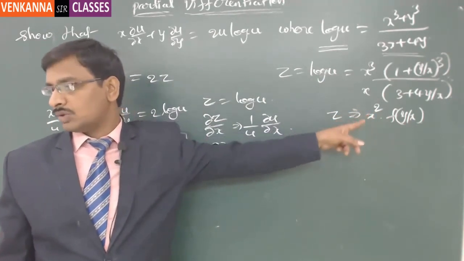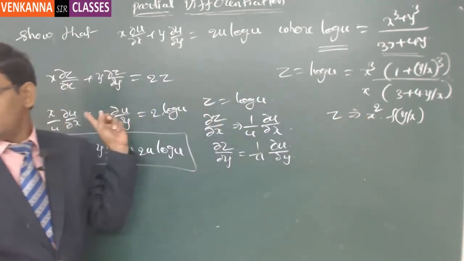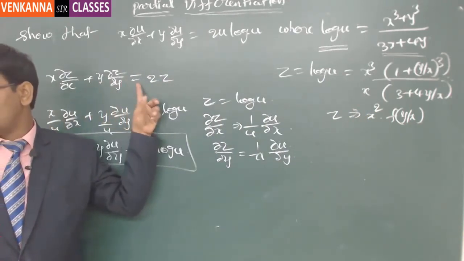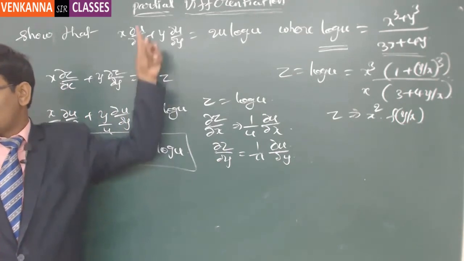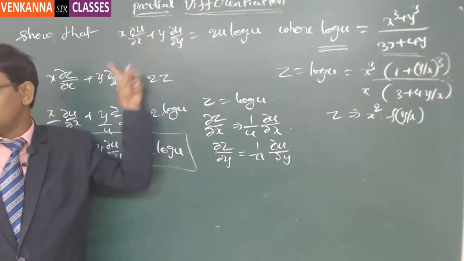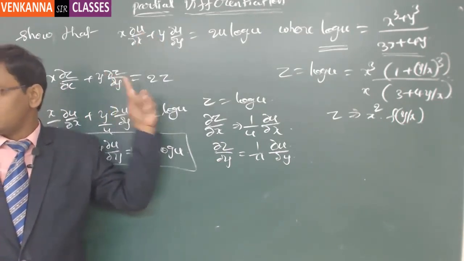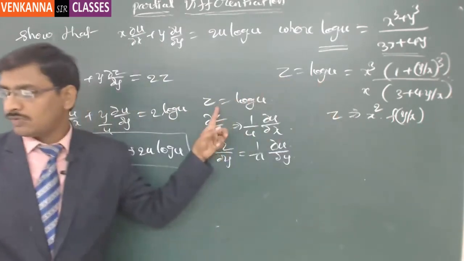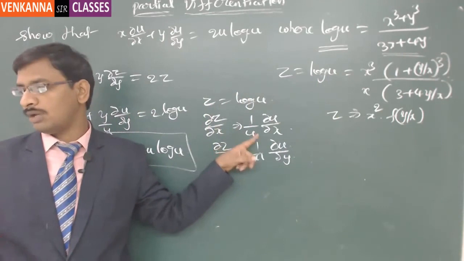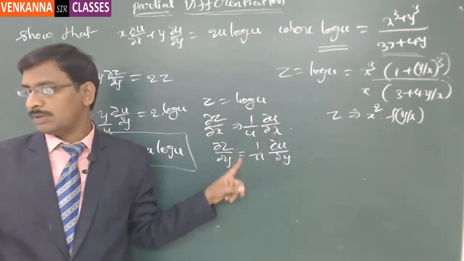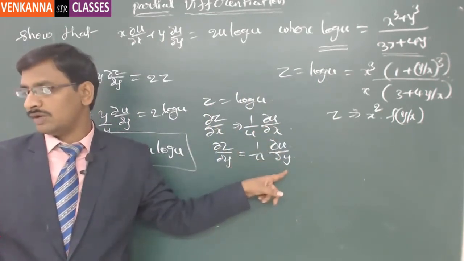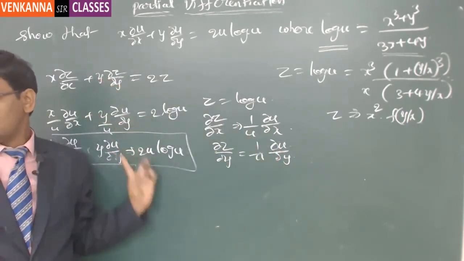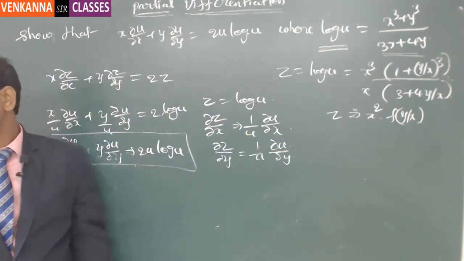Got it? So if I apply that, x ∂z/∂x + y ∂z/∂y = 2z, but what I want is in terms of u, and what I got is in terms of z. The relation between z and u is z = log u. Now from this, ∂z/∂x = (1/u) ∂u/∂x, and ∂z/∂y = (1/u) ∂u/∂y. Now these values I will replace in this place. Now you will arrive at this. Got it?